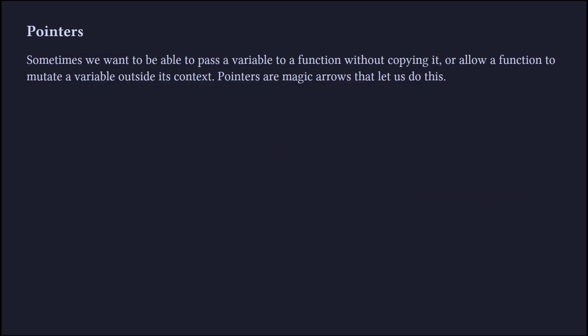Which brings us to pointers. Sometimes we want to be able to pass a variable to a function without creating a copy, or other times we want to allow a function to mutate something that we have in our context. We want to be able to pass it in and let it make changes and see those changes reflected in our scope. Pointers are more or less magic arrows that make this possible.